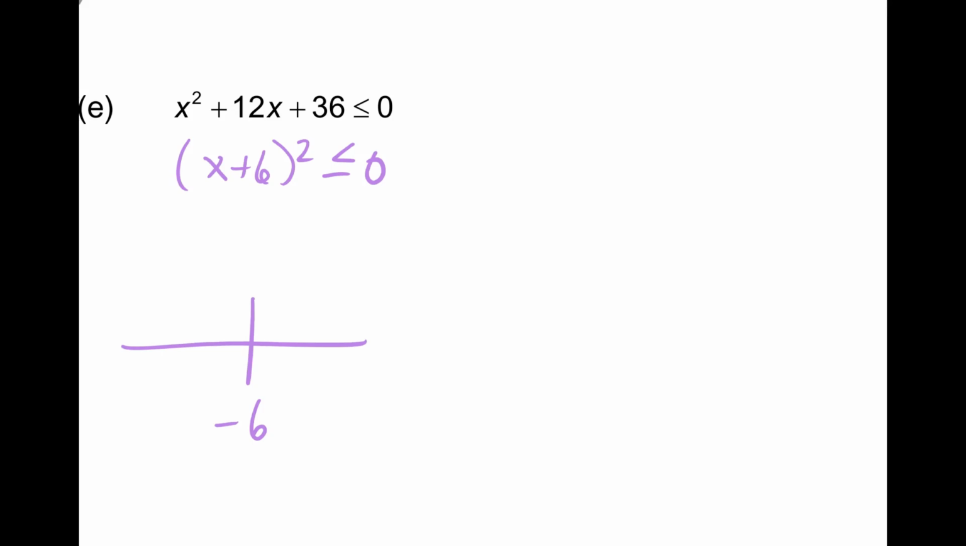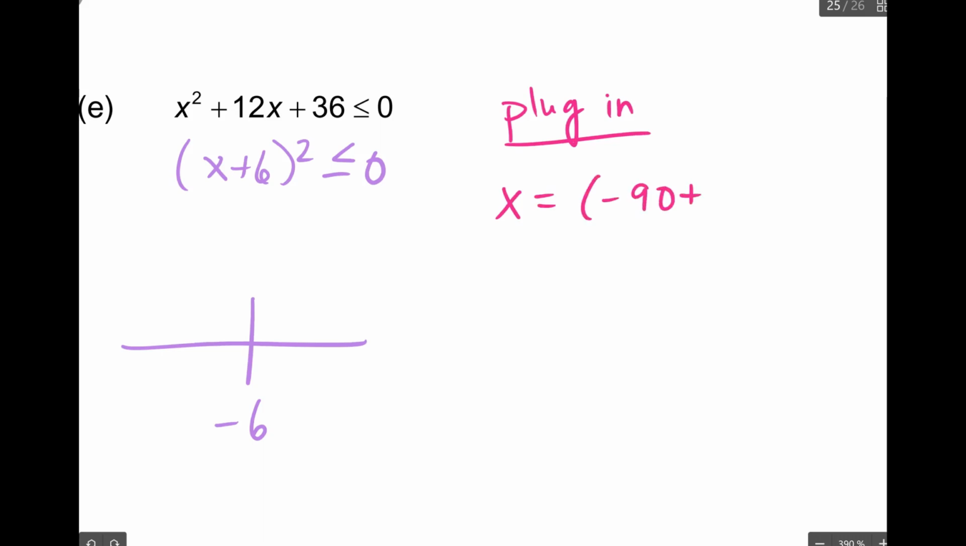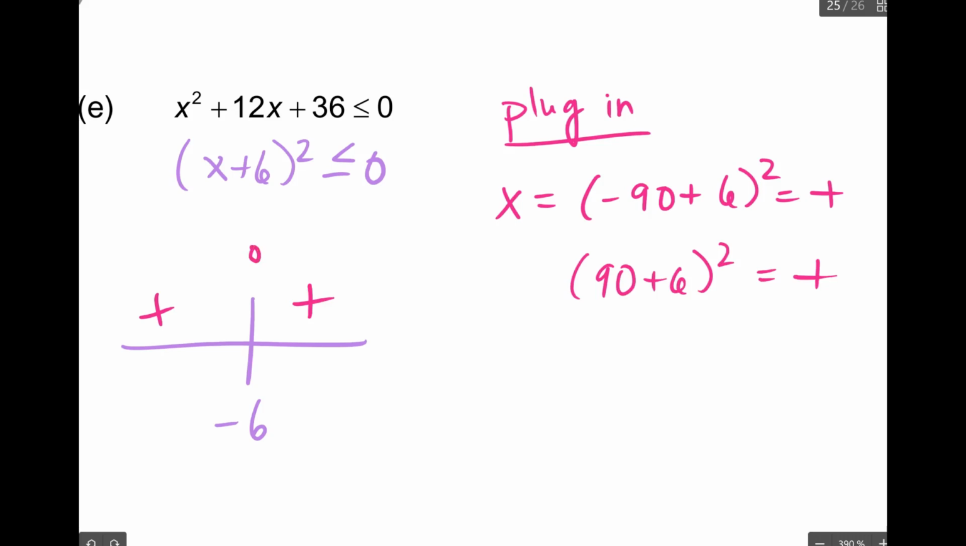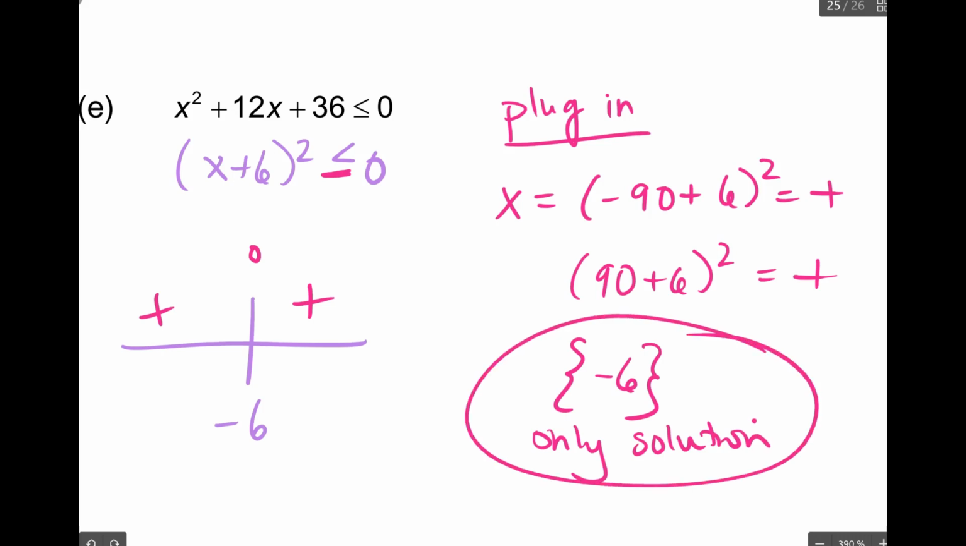Interesting. It doesn't matter what number I plug into my x value. Doesn't matter if I plug in like negative 90, right? x is equal to negative 90, plus 6, squared. Well, it doesn't matter what number, it's going to be squared, it's always going to be positive. Let's plug in a positive number, once again, 90 plus 6 squared, whatever, it's positive. So the only place it's equal to 0 is negative 6. Literally, the only solution is negative 6. That's the only place it's less than or equal to 0, because that's the only place it's equal to 0. Okay, so that was relatively quick.